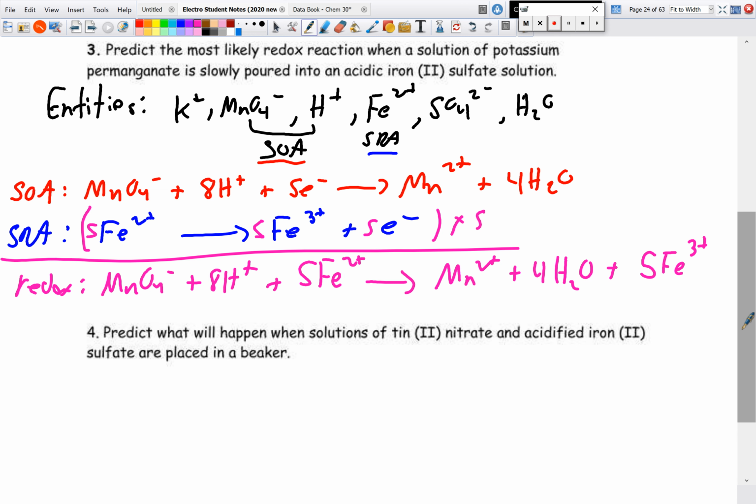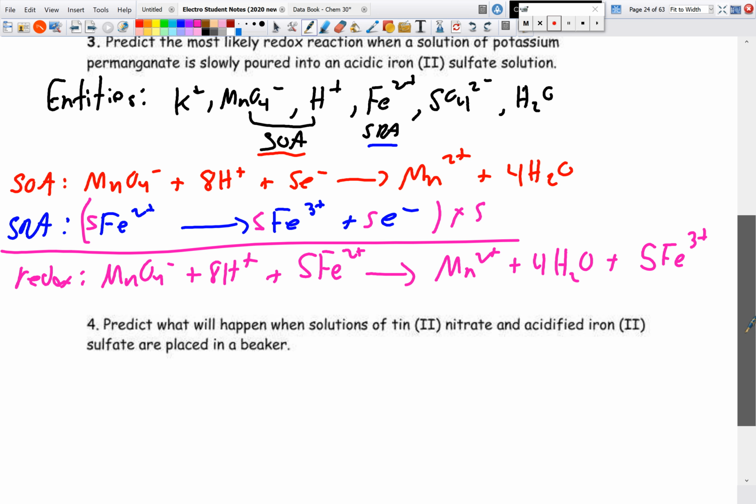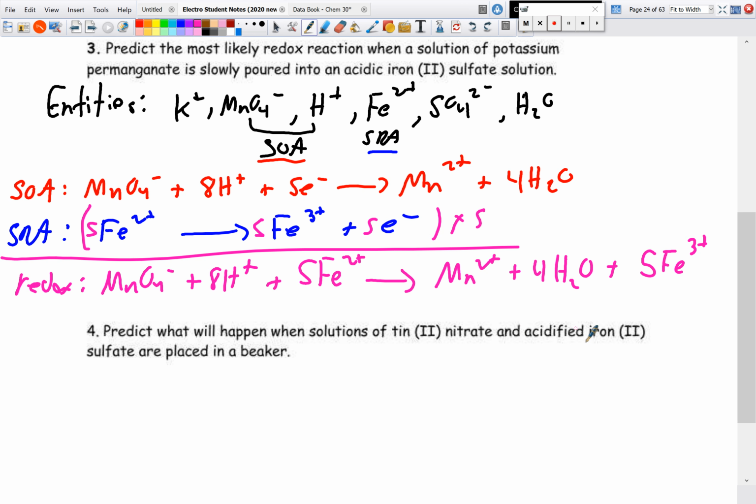Now, same thing with 4. This right here, we have what will happen if tin 2 nitrate and acidified iron 2 sulfate are placed into a beaker. So if you kind of want to fast forward and just look at the reaction, if you want to pause it and try this one, please go for it as well.